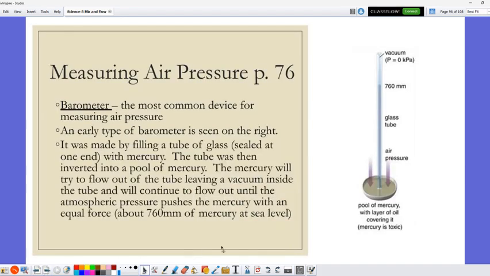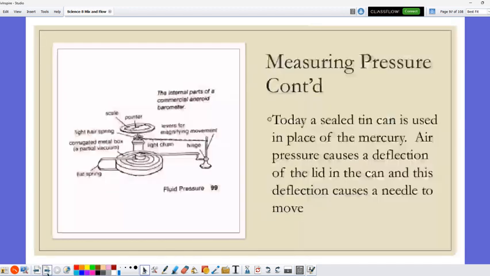How do you measure air pressure? We use a barometer. Here is the original kind of barometer. We have a vacuum tube sitting in mercury. The air pushes down, therefore it pushes the mercury up, and then we can measure it as millimeters of mercury. Modern day barometers don't use mercury because that's toxic. Today, a sealed tin can could be used in place of the mercury. The air pressure causes a deflection in the lid of the can, and this deflection causes the needle to move, and we can calibrate that with pressure as well.